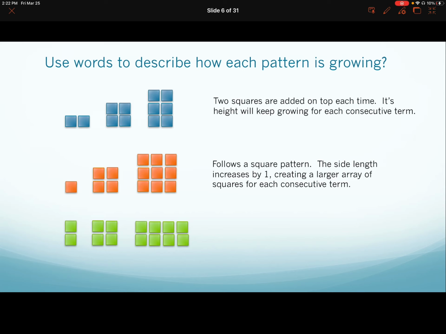For the green one, we can see that the length is just doubling, okay? So the total number of squares is actually doubling for each consecutive term.